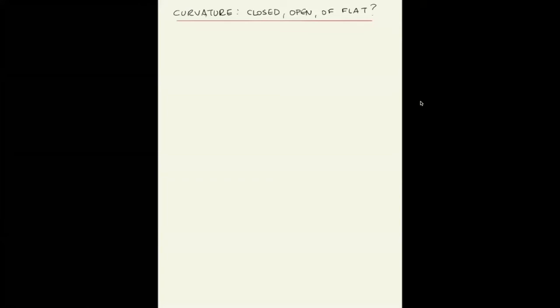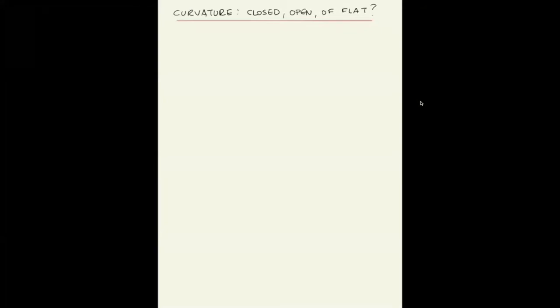As I said, the quantity K has a meaning of curvature. Then, based on the sign of the energy, based on the sign of this constant, the universe has three behaviors. The universe could be closed, open, or flat. Remember, energy is proportional to minus K.